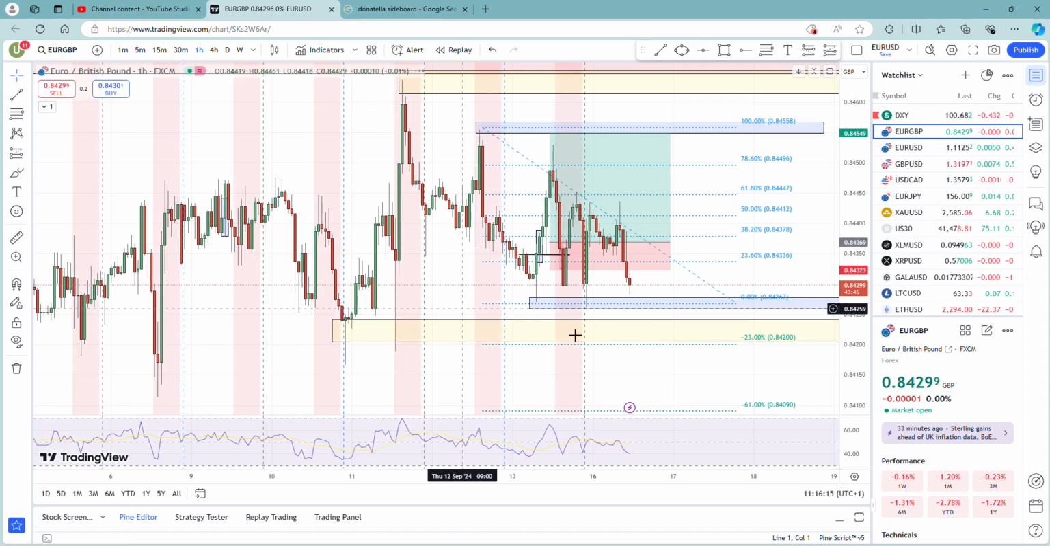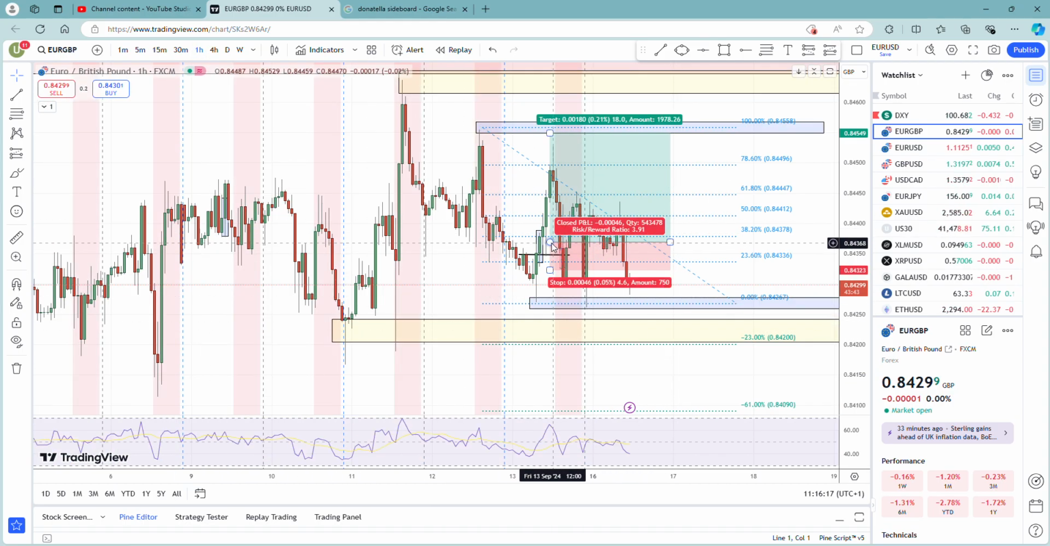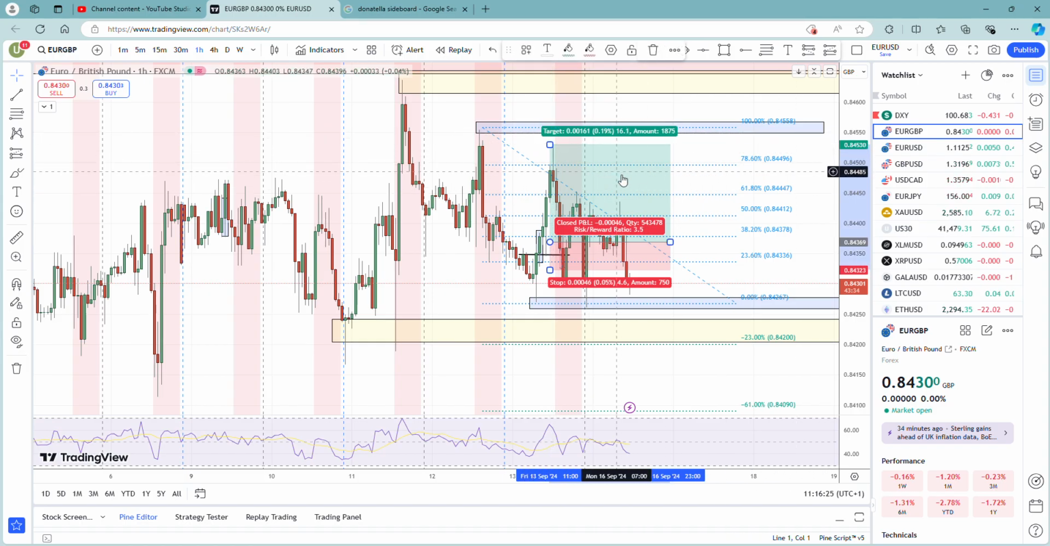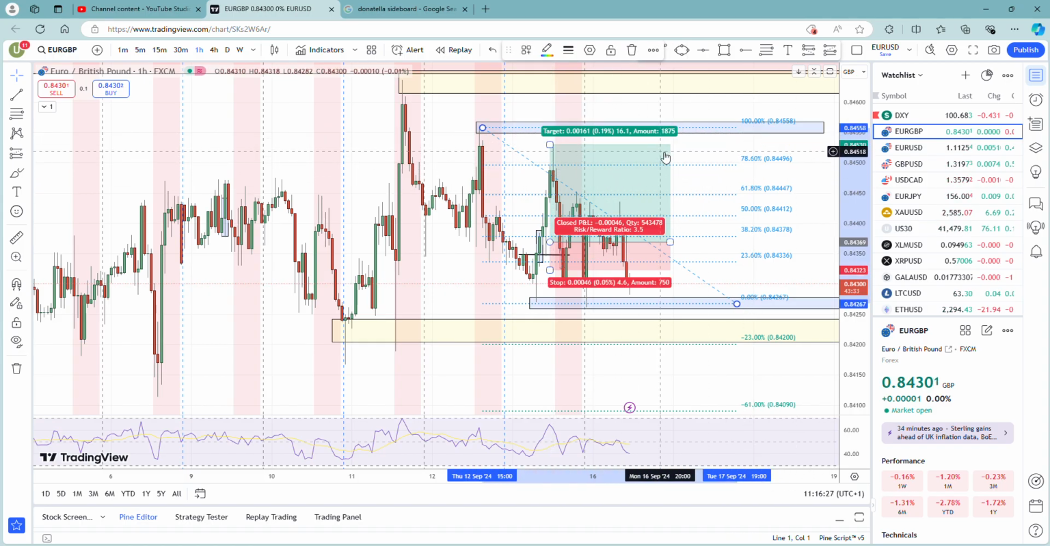If we go to the H1, here's a trade that I took last week. As you can see, it entered here. It reached nearly 18 pips. I think it was like 16 pips profit. Yeah, it was. And then I closed the trade. So that's from last week.